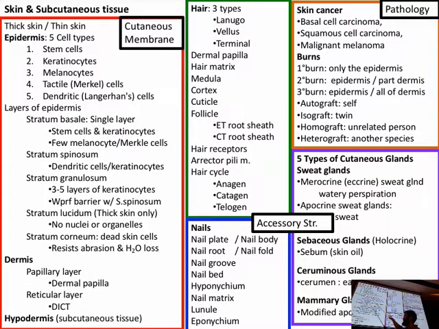There's essentially three general layers. There's the epidermis, which is the epithelial cells, the dermis, which is the connective tissue layer of this tissue membrane, and then there's the hypodermis, which is the fat layer that we saw yesterday.